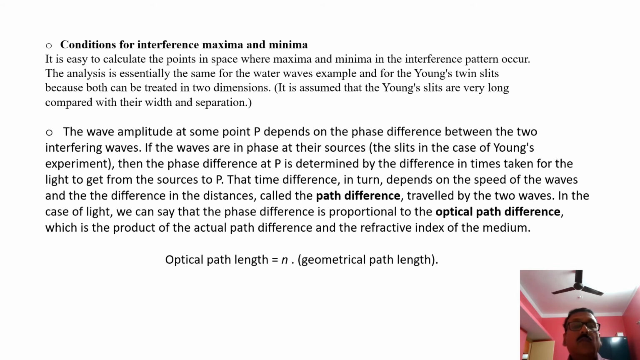In the case of light, we can say that the phase difference is proportional to the optical path difference, which is the product of the actual path difference and the refractive index of the medium. That means optical path length is equal to n times geometrical path length, where n is the refractive index.